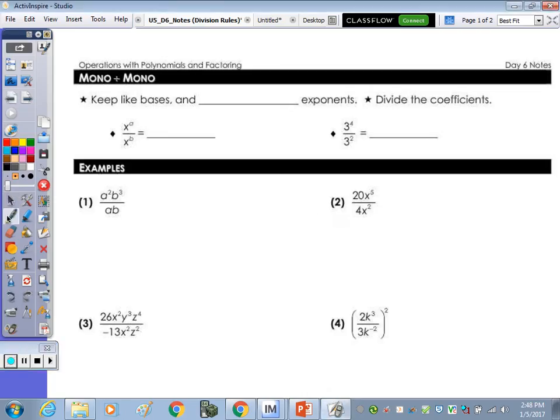So when we're dividing a monomial by a monomial, and on the back we're going to divide a polynomial by a monomial, anytime we're dividing, we keep the base and subtract the exponents. So the rule for x to the a divided by x to the b is x to the a minus b.